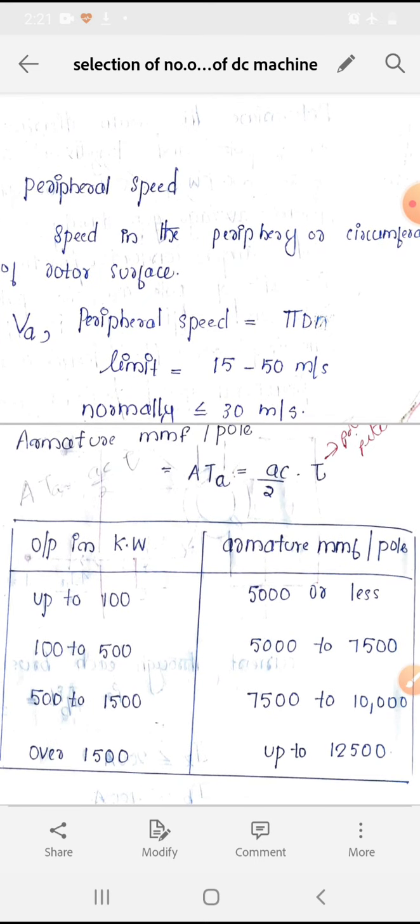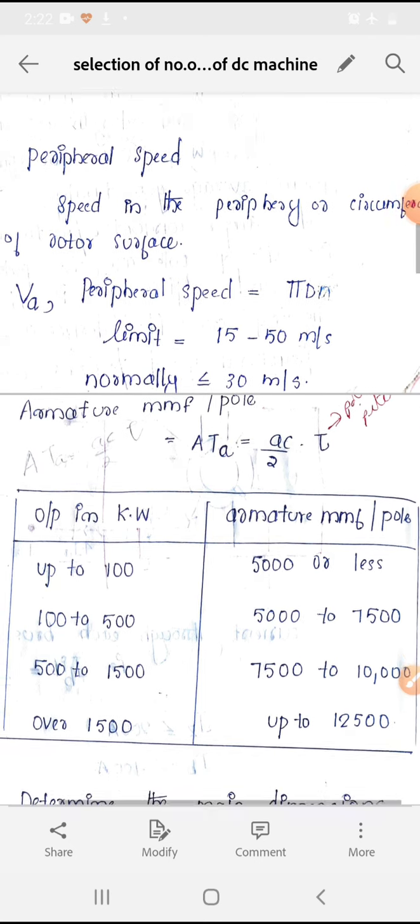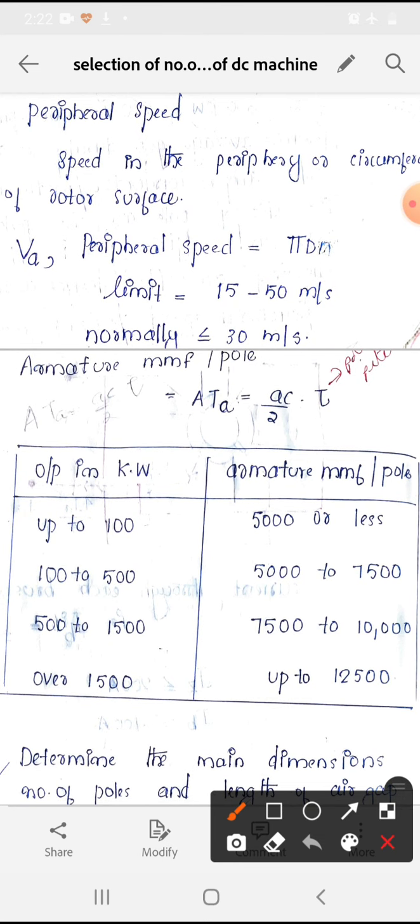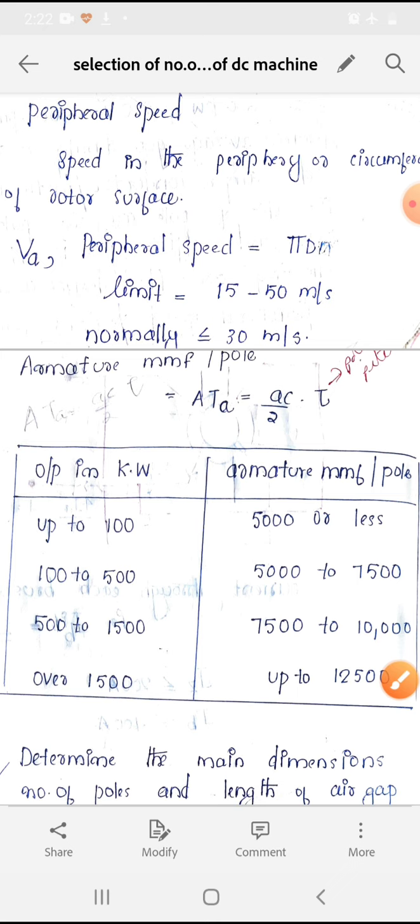Next is armature MMF per pole. AT is equal to AC by 2 into tau, where AC is the armature conductor per meter and tau is the pole pitch. The table shows armature MMF per pole for different output in kW.